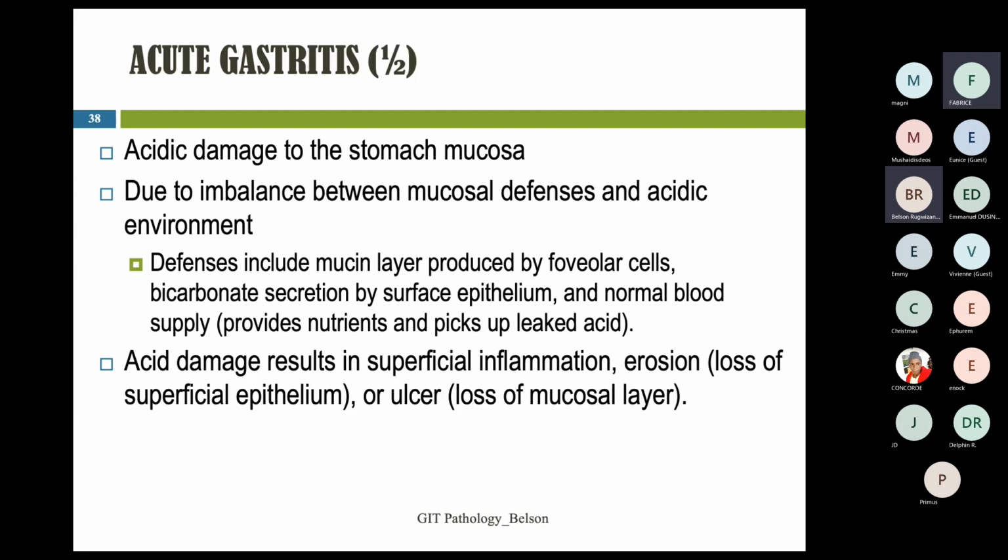Both are needed. Acid is helpful. This mucosa is also helpful. Mucus is helpful because it defends or protects the stomach itself from being injured by that acid. So I think this is physiology. So acid damage results in superficial inflammation, erosion.